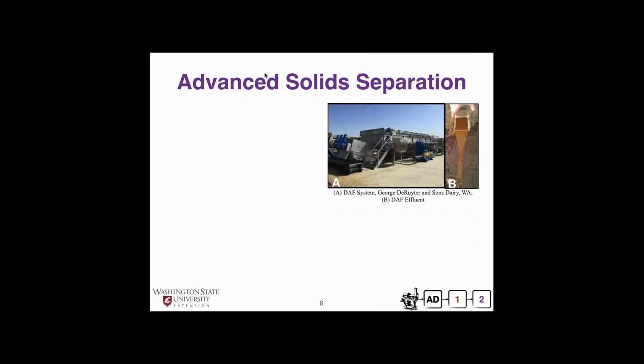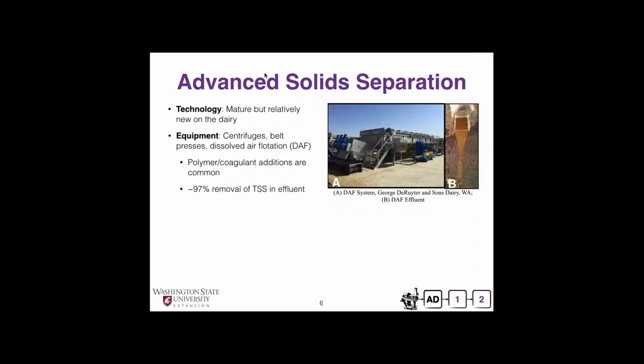Okay, so the second unit that we'll talk about is the advanced solid separation. This is a mature technology, but it's fairly new to be used on the dairy. So we're talking about things like centrifuges, belt presses, dissolved air flotation equipment. So we've seen this now in municipal systems. We've seen it in industrial wastewater treatment, and now we're seeing it start to come onto the dairy as this advanced solid separation.